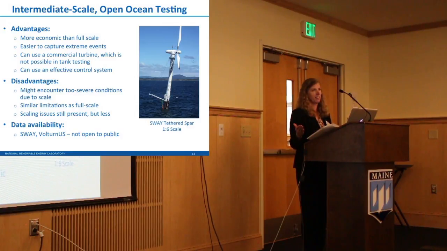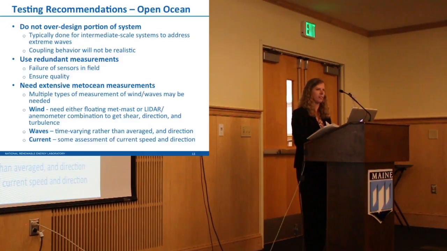The disadvantage is that you might encounter too severe a condition because you have a scaled system, so you have to worry about that. And you still have some scaling issues present. In terms of data, we have the SWAY and the VolturnUS, and once again there have been validation activities, but it still suffers from the same issues as full scale: the data is just not really going to be open to the public. And just a few recommendations for open ocean testing.